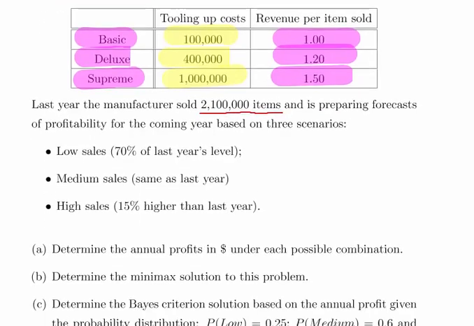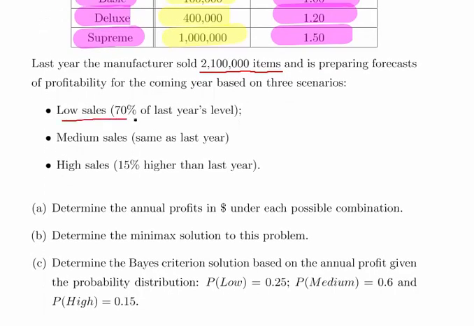So there's the low sales scenario, okay, which is 70% of last year's sales, which will be 1.47 million. Okay. Medium, which is the same as last year, so 2.1. Okay. And high sales, which means that there's better sales than the previous year. Okay. Now, determine the annual profits in dollars under each possible combination.